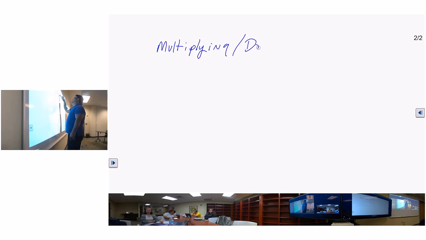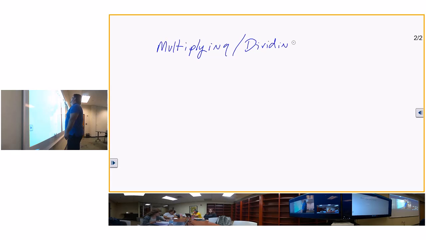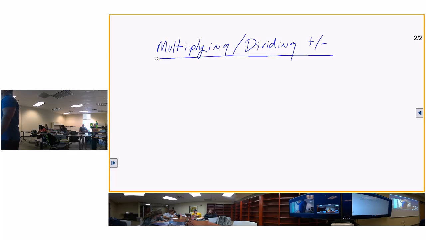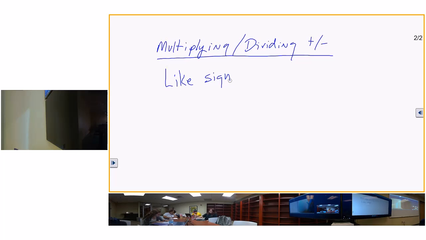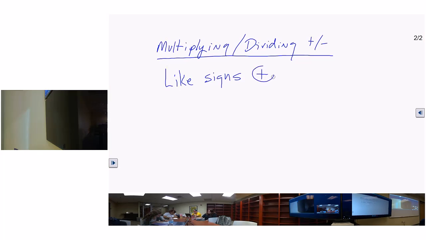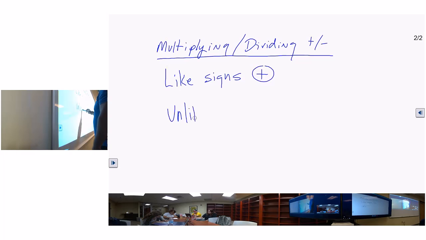Multiplying and dividing positives and negatives. There's only two rules you have to remember. Like signs are what? Positive. Unlike signs are what?